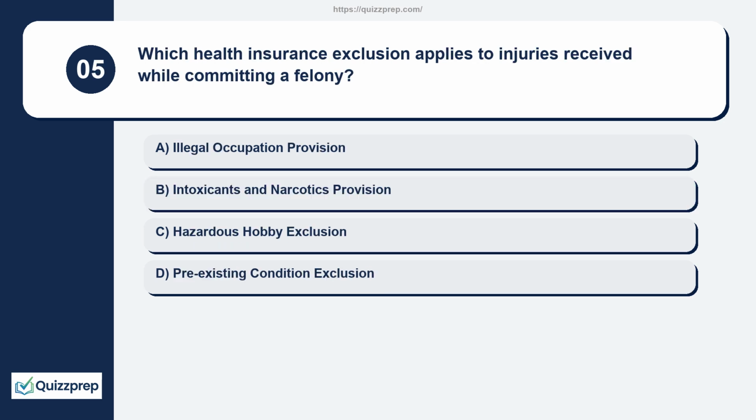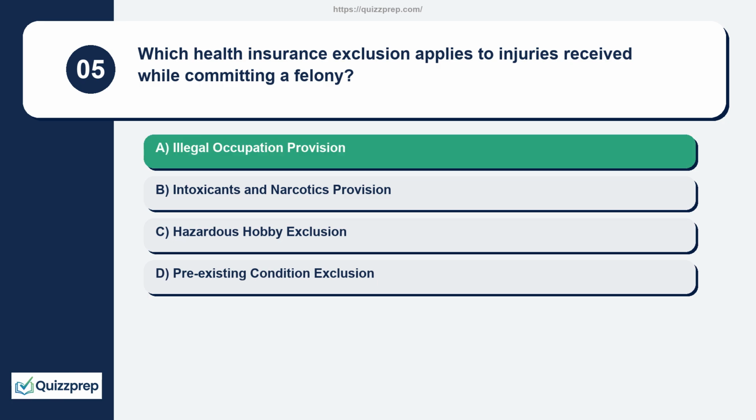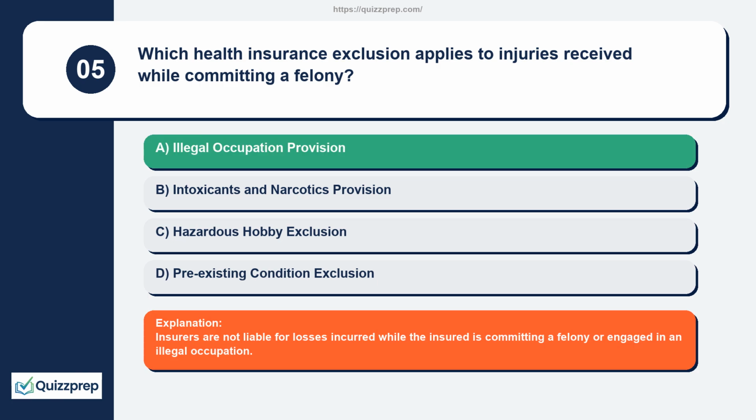Question 5. Which health insurance exclusion applies to injuries received while committing a felony? Illegal occupation provision, intoxicants and narcotics provision, hazardous hobby exclusion, pre-existing condition exclusion. Insurers are not liable for losses incurred while the insured is committing a felony or engaged in an illegal occupation.